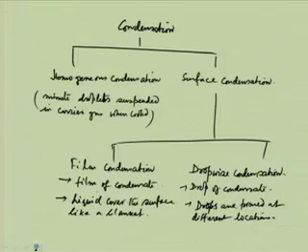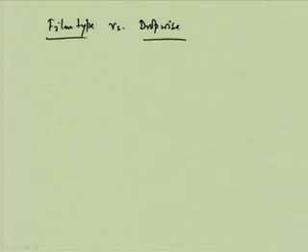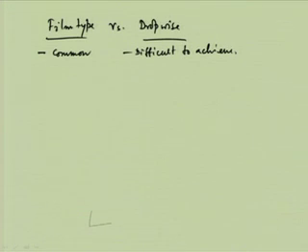But one thing we can understand: between film type versus dropwise, if we try to see the merits and demerits, film type condensation is very common, while dropwise condensation is difficult to achieve. So, it is difficult to achieve.